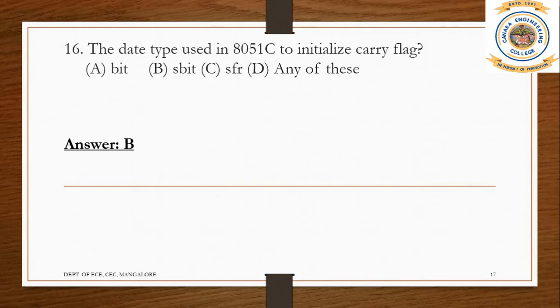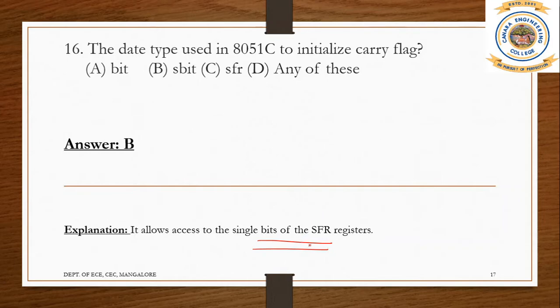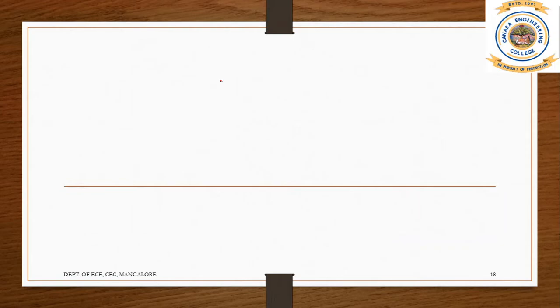sbit stands for single bit. Since you are going to initialize carry flag, which is the MSB of PSW, it's a single bit. Carry flag is a single bit. So you have to use sbit. sbit is generally used for accessing single bits of SFR register, that you have to remember. So any special function register, if you want to access a bit of that register, then you have to use sbit in 8051C. Keep this in your mind.